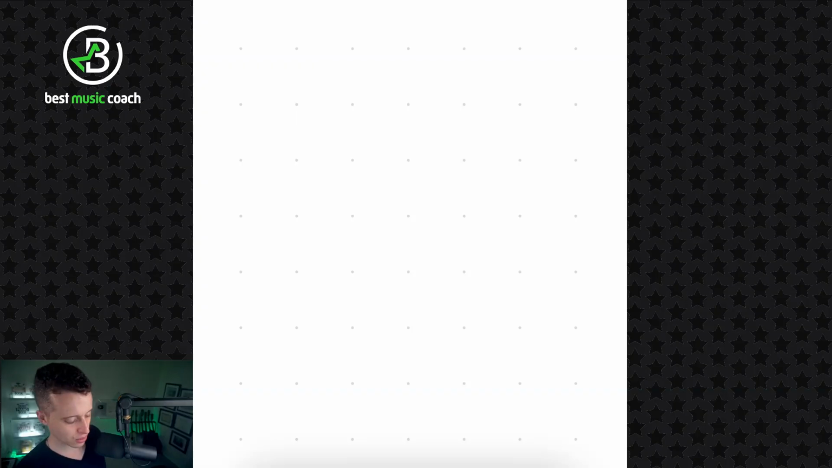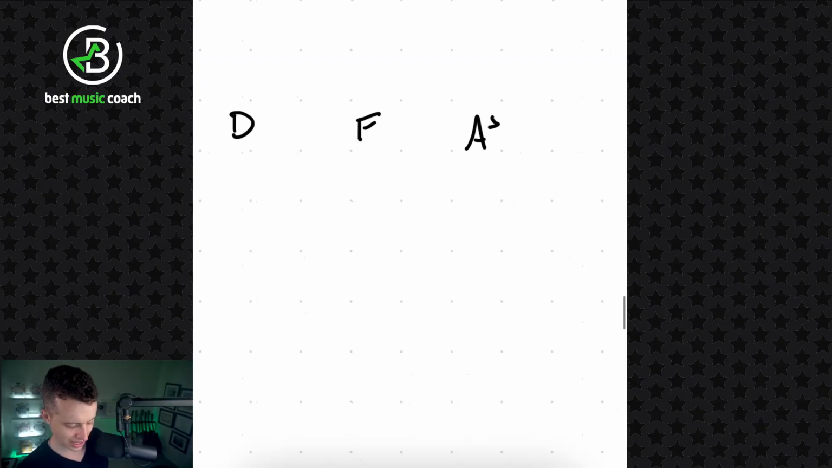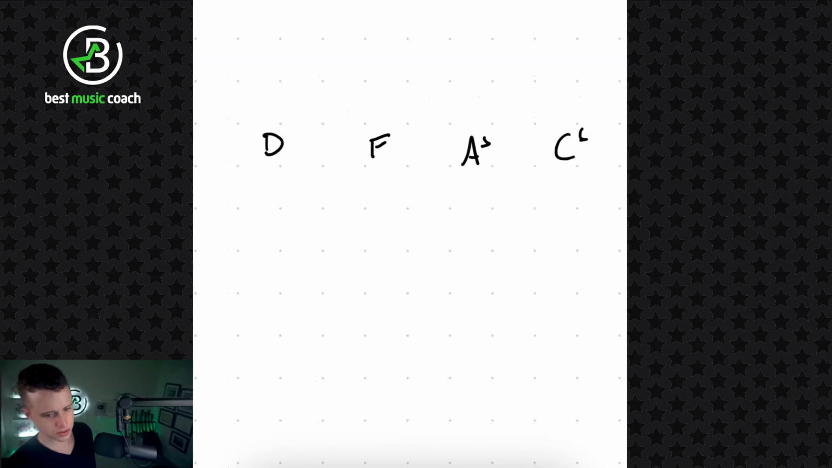So if we think about what a diminished chord is, right? A diminished chord is, let's start on D. So we have D, you have F, then we're going to have an A flat, and then we're not going to have a C, that would be half diminished. We're going to have a C flat, which sounds like a B natural. All right, so this here is a fully diminished 7. So if we give this a chord symbol, it would be this.